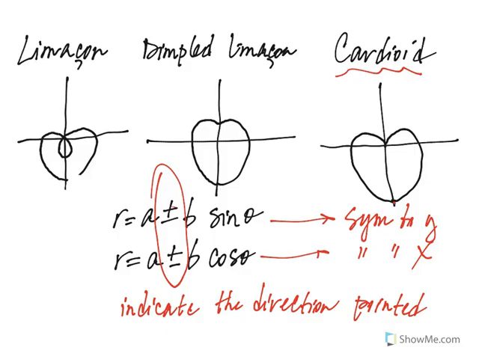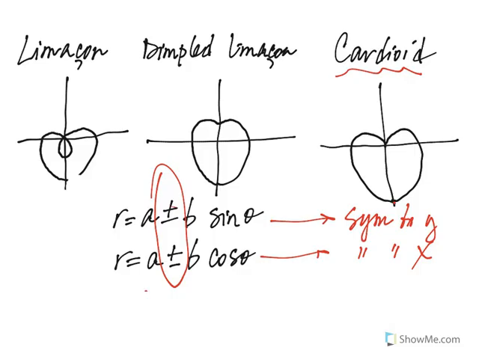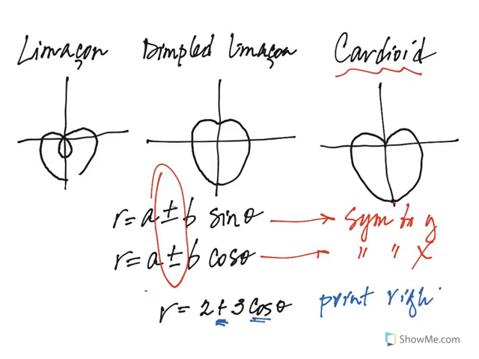So let me give you an example. If I had a graph that looked like this, or not a graph, but rather an equation, r is equal to 2 plus 3 cosine theta. First of all, I know it's going to be symmetric to the x-axis because of the cosine here. And then I look at this point right here. It's positive, which means this shape is going to point in the positive x direction. It's going to point to the right. So again, it's the sign in between and this trig function right there, which indicates the direction of point.